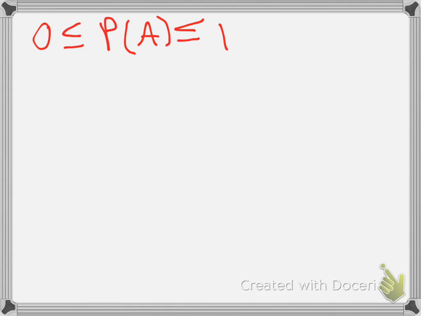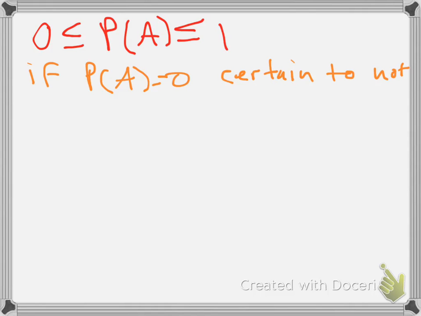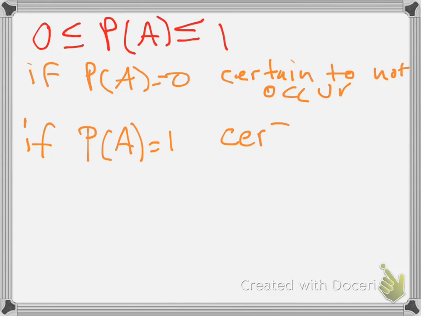So going back to this, the probability is always a number between 0 and 1. If the probability of an event is 0, we say that this event is certain to not occur. Certain to not occur. Like the probability of you failing this class is 0 as long as you try, right? Okay, if the probability of the event equals 1, we call this a certain event, or the event is certain. Certain to occur.